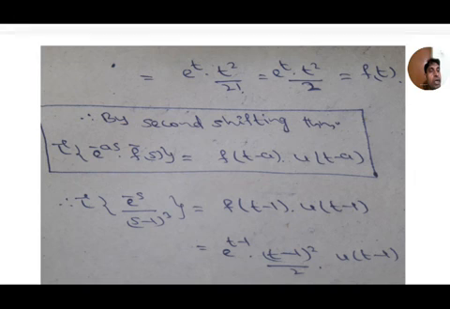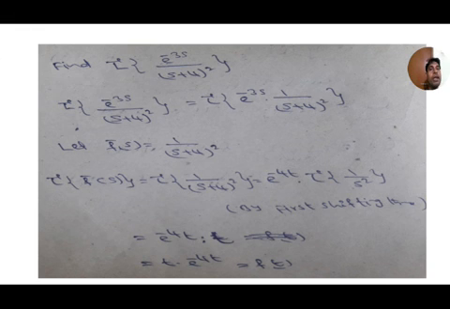Let us move to the next problem. Find L inverse of e to the power of minus 3s by s plus 4 whole square.